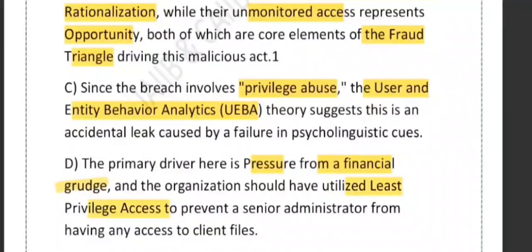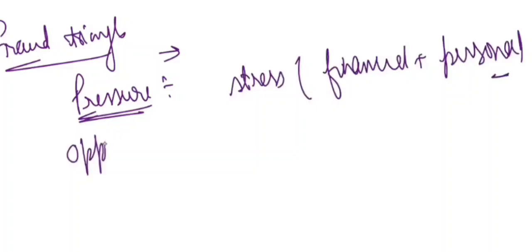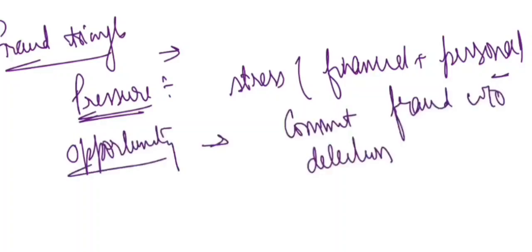So now let's look at the step-by-step explanation. First of all, let's clear the fraud triangle basics. What is this fraud triangle all about? Three things are there. First thing is pressure. Pressure means financial or personal stress. Stress may be financial stress or it may be personal stress. That's called pressure. Second thing is opportunity. Opportunity means the ability to commit fraud without detection. When you can commit fraud without detection, that is called opportunity.